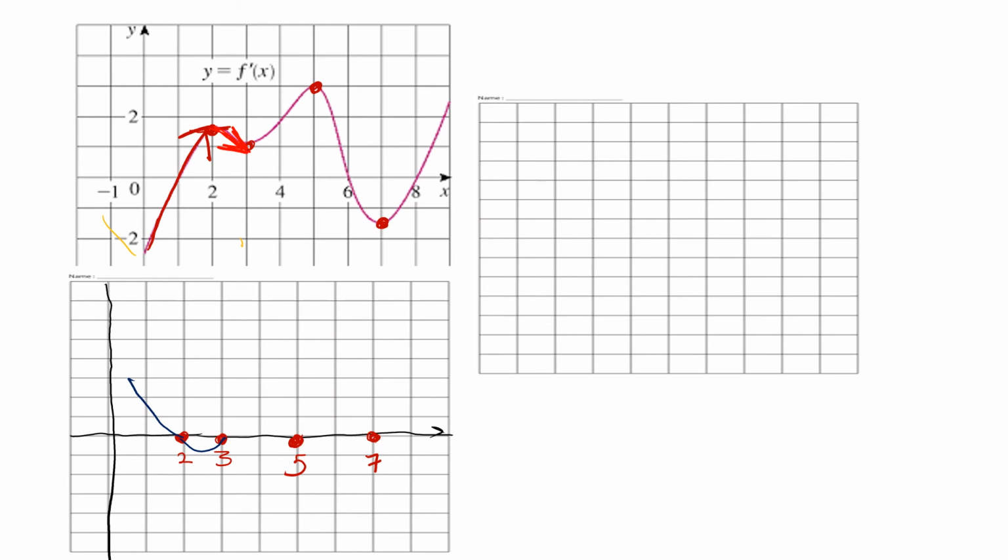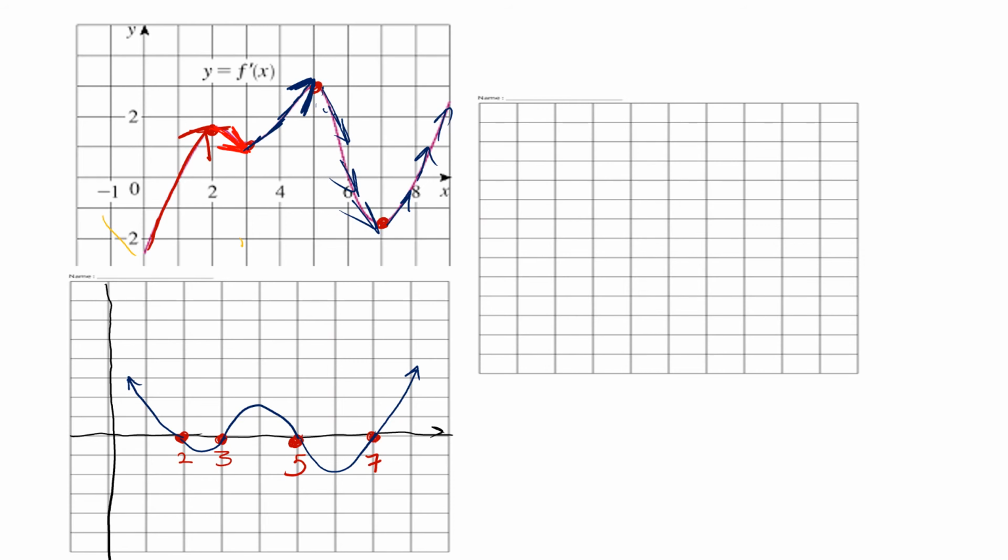From 3 till 5, you can see that the graph is increasing. It means slope is positive, so I will sketch it above the x-axis. Then from 5 till 7, the graph is decreasing, which means the slope is negative, so I will draw below the x-axis. Then from 7 onwards, the graph is increasing, which means I have a positive slope, so it would be above the x-axis. And that is how I sketch the graph.